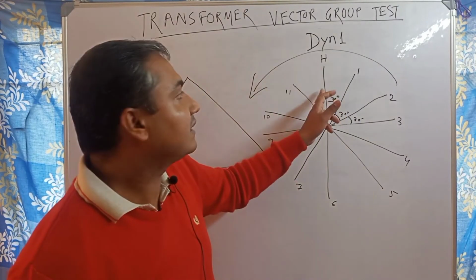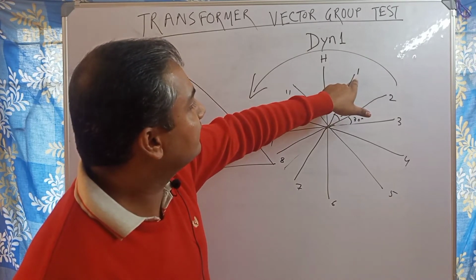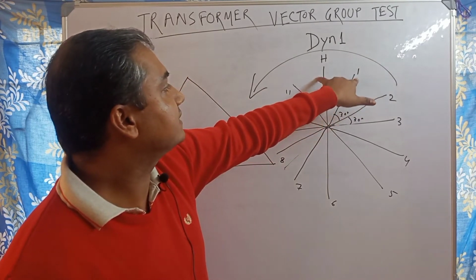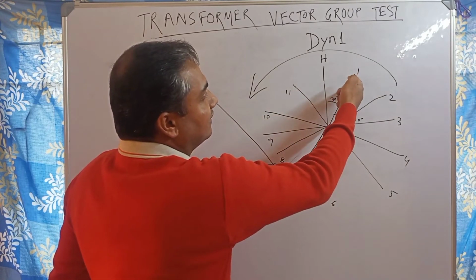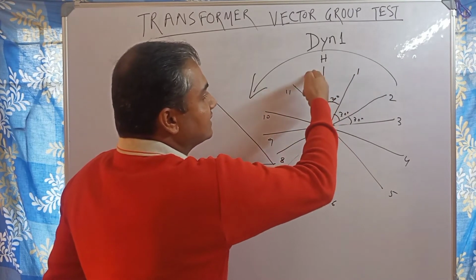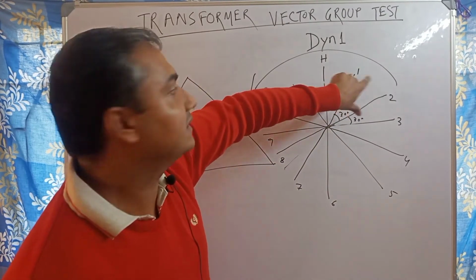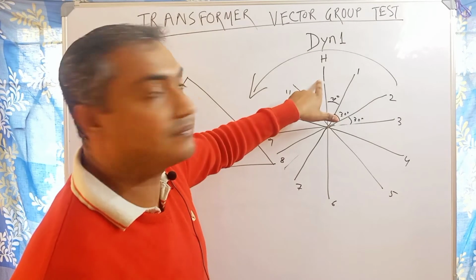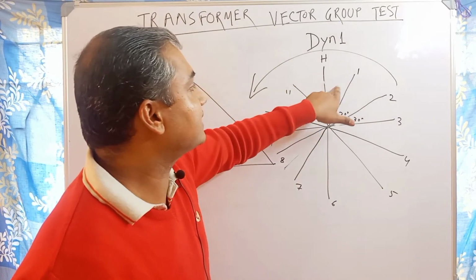Now, is it lagging or leading? Just see, this is LV and this is HT. If you go anti-clockwise, LV first and after that HT. It means HT comes first, then LV. If you go anti-clockwise and HT comes first, then LV, it means LV lags HT by 30 degrees.